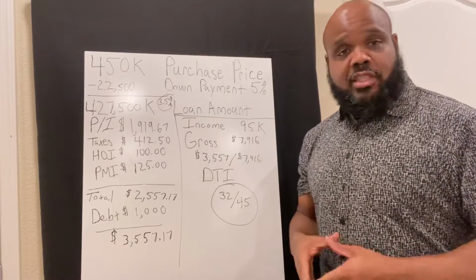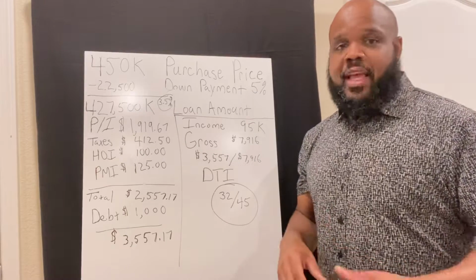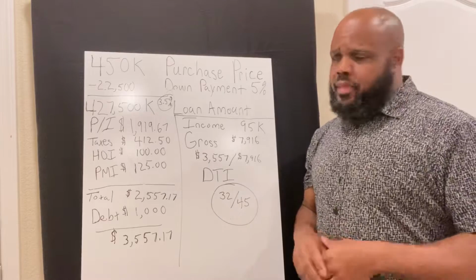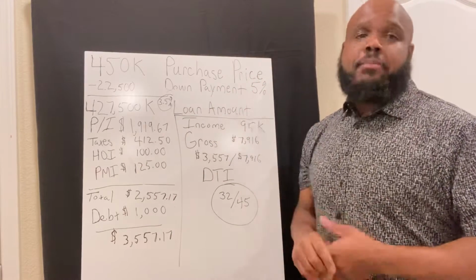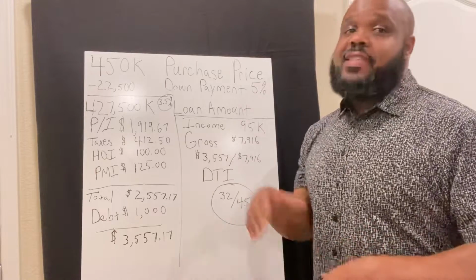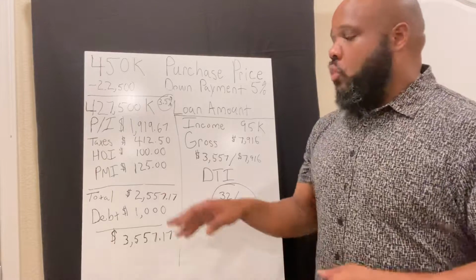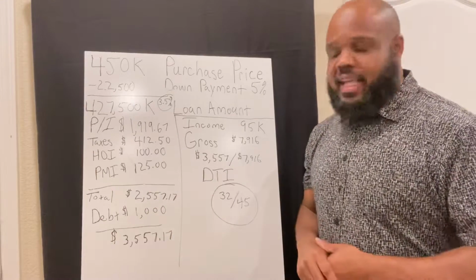That's private mortgage insurance, which I'll do another video on if we don't understand that, and definitely include some other information on that. But the PMI is due to the fact that we're putting down less than 20% on conventional. This example is for a conventional loan, okay? So once we do that, we get a total payment of $2,557, okay?